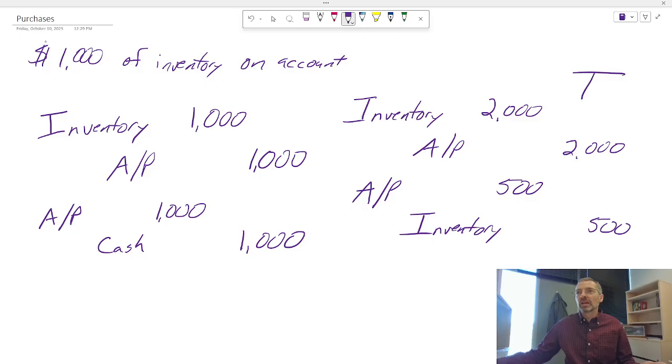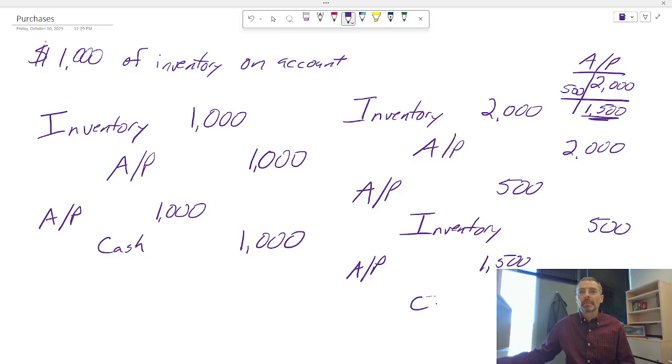If we're looking at our accounts payable, we want to make sure that it's showing that we only owe $1,500. So we credited $2,000, then we debited $500, and so indeed the balance at the end of the day is $1,500. So now when it comes time to pay off the bill that the supplier sends us, we will debit accounts payable for the $1,500 that we owe and credit cash. I think I've run out of room on the screen here, but we credited cash for $1,500.